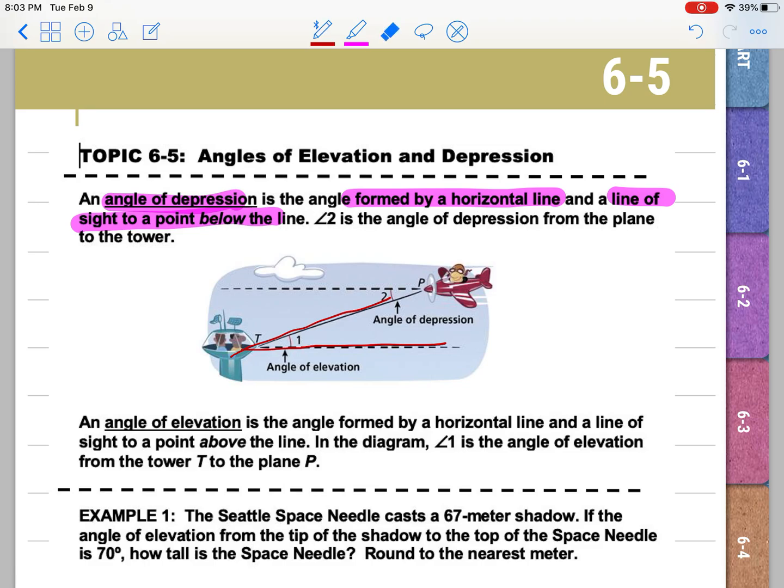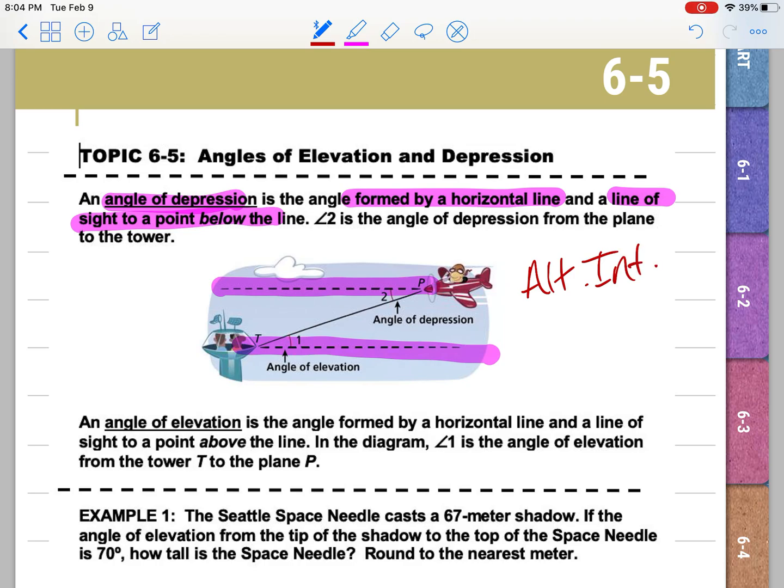Now, the nice thing about this is these two lines here that I just highlighted, these dotted lines, are parallel. And because those lines are parallel, we know that angle 1 and angle 2 in this picture are going to be congruent because they are alternate interior angles. And when we have those alternate interior angles, we learned that when the lines are parallel, the angles are congruent. So if you have the angle of elevation or you have the angle of depression, it doesn't matter. Both of those angles will always be the same because of your parallel lines.